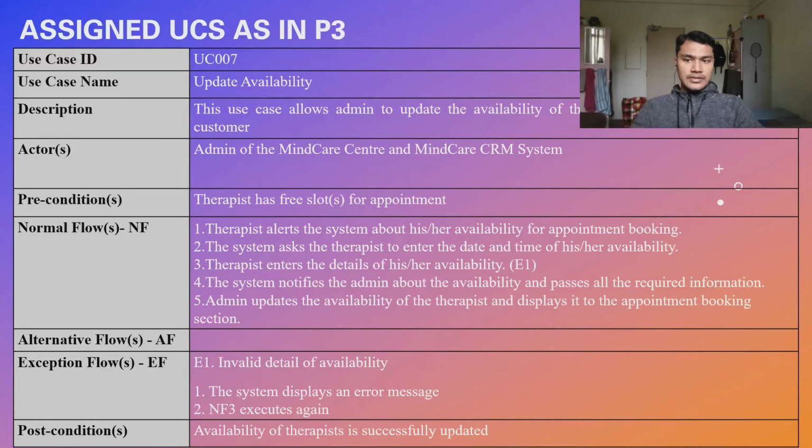So in my use case specification, there is no alternative flow, but for exception flow we have one, which involves the invalid detail of availability. So let's say the input is invalid, so the system will display an error message, and normal flow number 3 will be executed again. And for post condition, the availability of therapist is successfully updated. So yeah, this is for my use case specification.